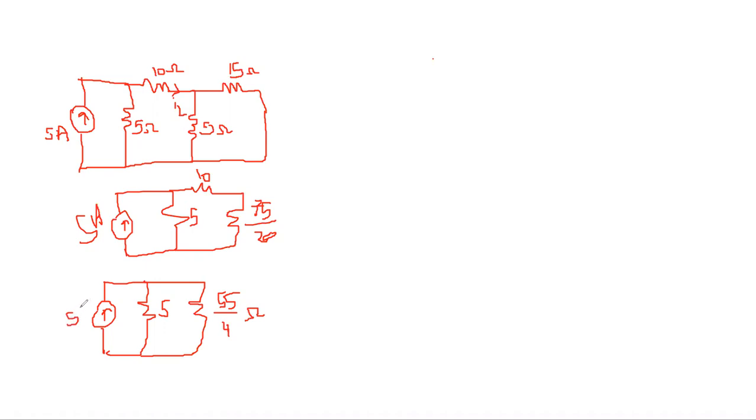So now if this is 5 ampere and you wish to find the current through this 10 ohm resistance, this is the current which flows through this 55 by 4 ohm resistance. So I2 is equal to the opposite resistance 5 divided by the sum of the two resistances, 5 plus 55 by 4, into 5. If you solve this, it is coming as 4 by 3. I2 is coming as 4 by 3.